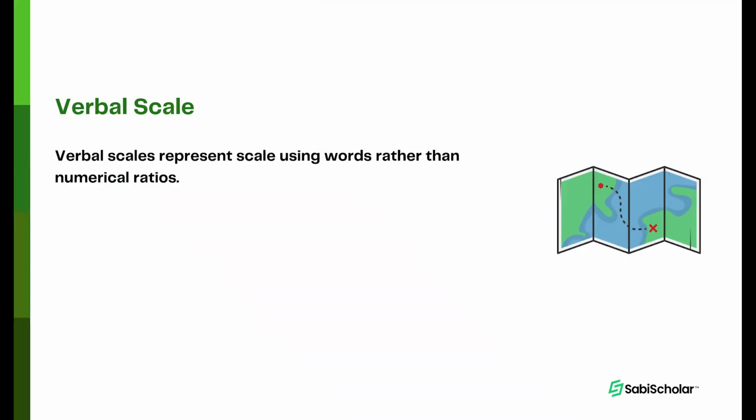So next, we're going to look at the verbal scale representation. The verbal scale, in this case, is a scale using words rather than numerical ratios. For instance, a verbal scale might be 1 inch equals 1 mile, or 1 centimeter equals 100 kilometers. Verbal scales are straightforward and easy to understand, making them useful for general audiences, as well as in situations where numerical ratios may be less intuitive or less effective, as the case may be.